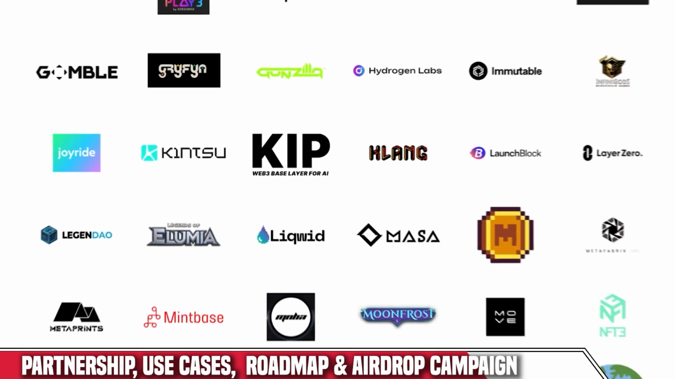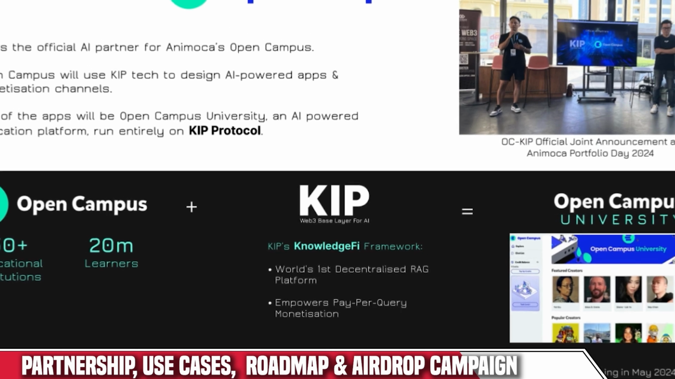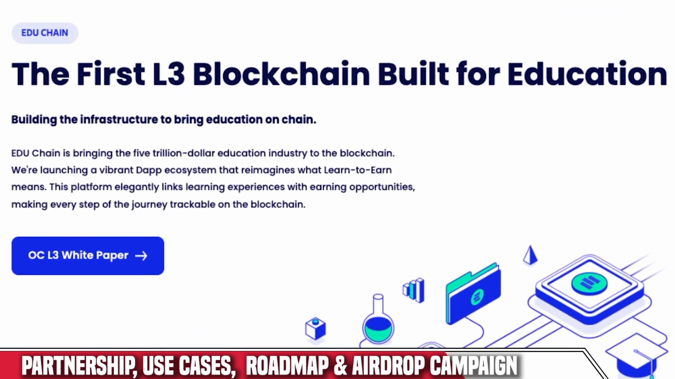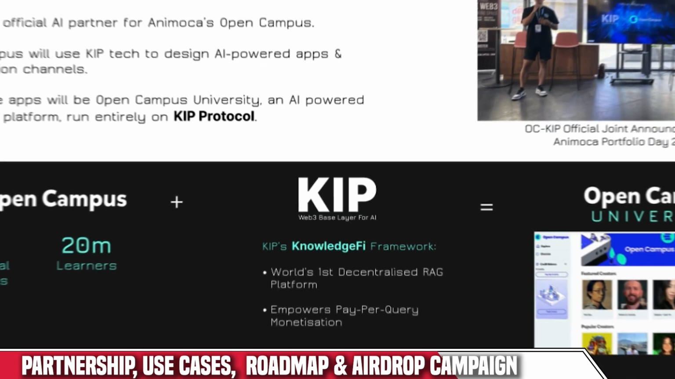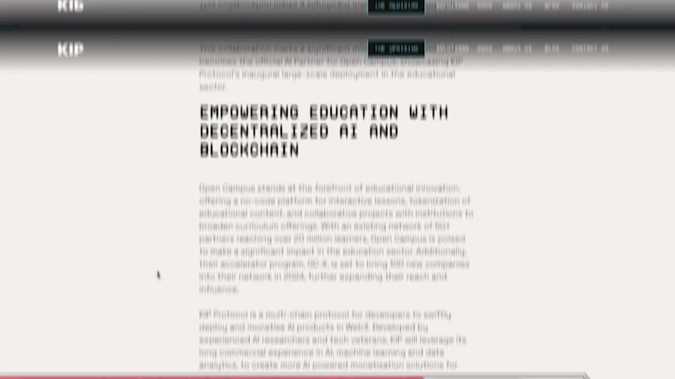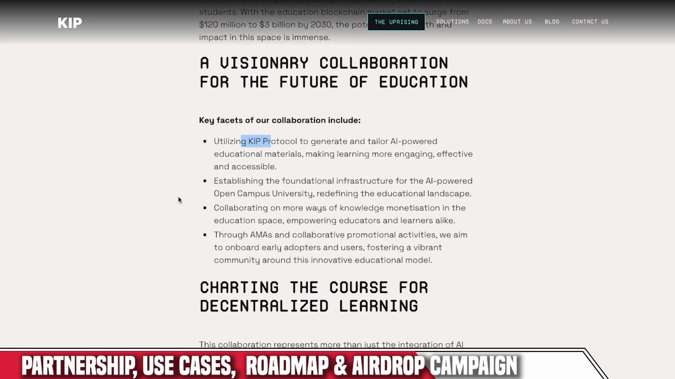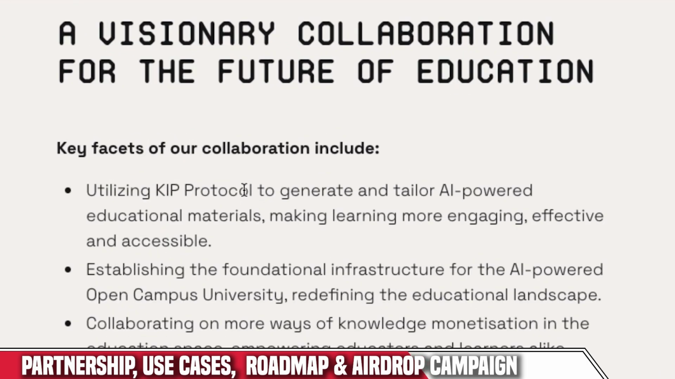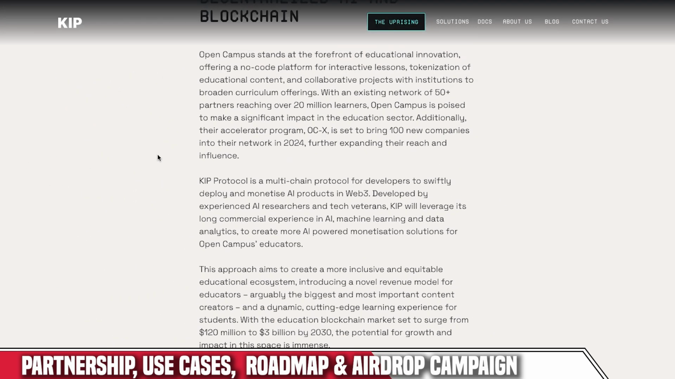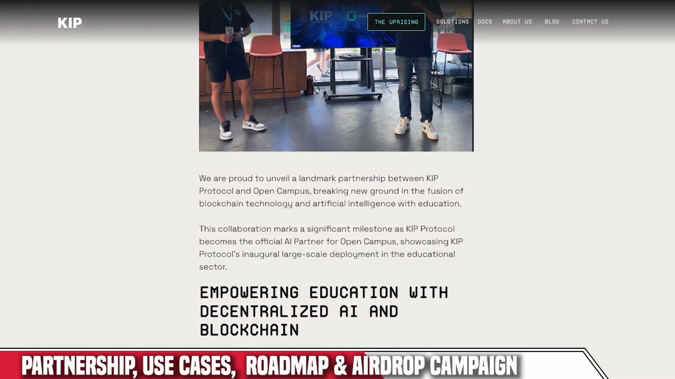And the benefit of that investment from Animoca means that they are opened up to the wider ecosystem of that VC network. And one benefit was their collaboration with Open Campus. Now, Open Campus is the world's first blockchain built for education. And KIP protocol actually partnered with them to build their AI network. And as you can see from the website, this collaboration involves building an AI-powered education material library. It involves establishing the infrastructure of the AI-powered Open Campus University, and also collaborating on ways of knowledge monetization. So there's already a use case with the KIP protocol.